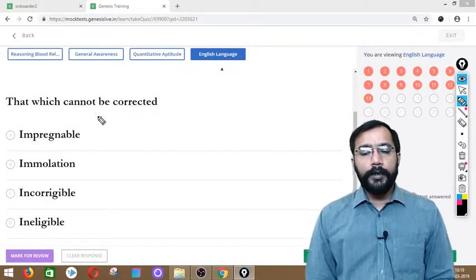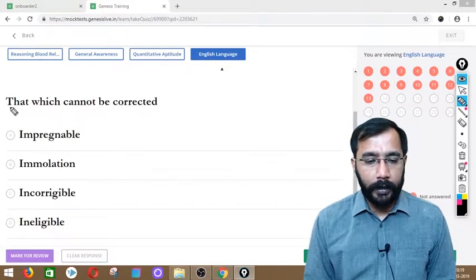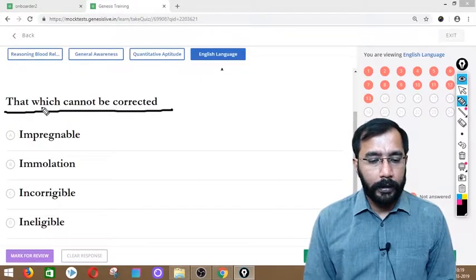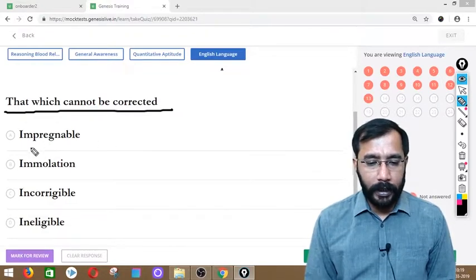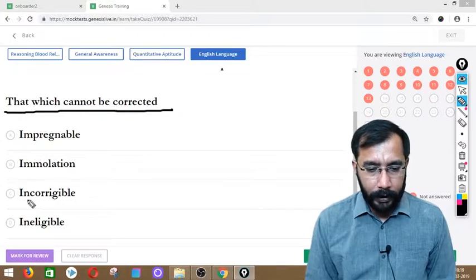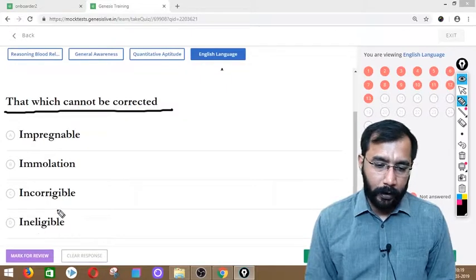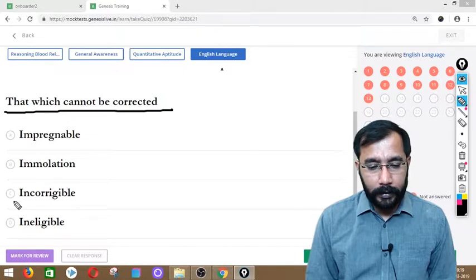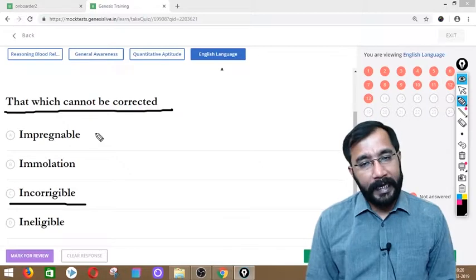All right, the next is one word substitution, and what we're supposed to do is find out that one word which can best describe the sentence above. The sentence given is that which cannot be corrected. The options are impregnable, that means you cannot enter. Emulation, putting something on fire. Incorrigible, something which cannot be corrected. Ineligible means you're not eligible. Since something which cannot be corrected, the right answer will be incorrigible. Something that you cannot correct is called incorrigible.